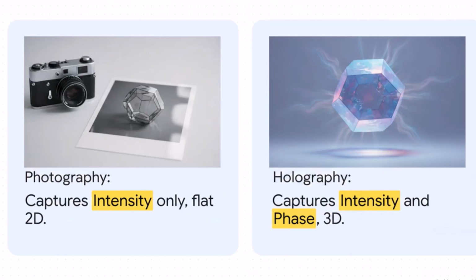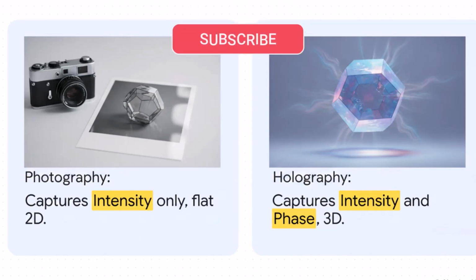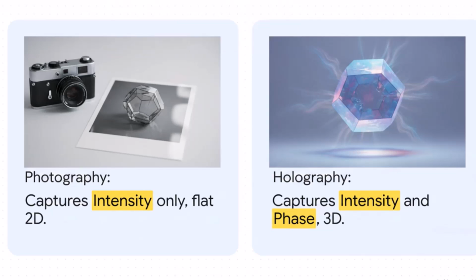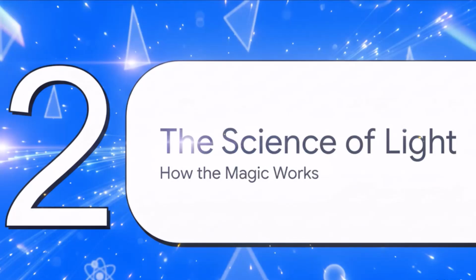But a hologram? It captures the intensity plus the phase of the light waves. Phase just refers to the actual position of the wave peaks in space. And capturing that phase, that is the absolute aha moment. It's that extra layer of physical data that brings the lifelike, 3-dimensional magic into existence. But how exactly do we capture that phase? That brings us right to Section 2, the science of light, and how the magic actually works.